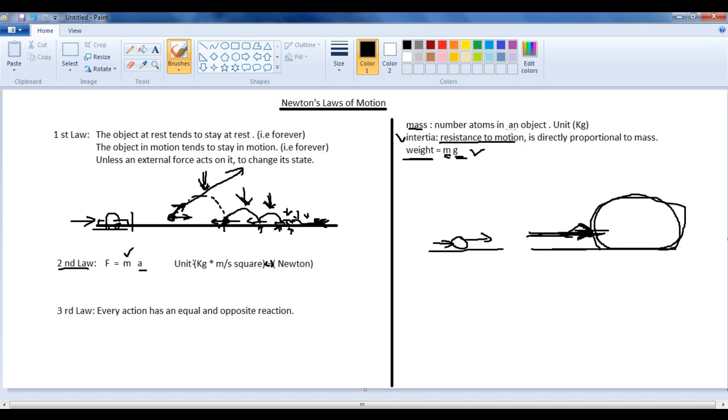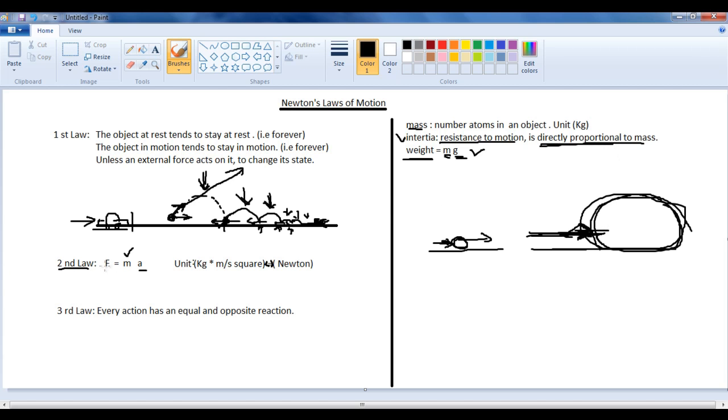Mass indicates the number of atoms in an object, whereas weight indicates the number of atoms in an object multiplied by the gravity. Whereas inertia indicates resistance to motion, and is directly proportional to the mass. Directly proportional to the mass means if mass is smaller, then it will have less inertia. That means you can very easily move it. Whereas if the mass is bigger, that means it is made of a lot of atoms, then it has more inertia. That means it is difficult to move this object, or any object which is made of more atoms. So, directly proportional. I hope you guys have understood the meaning of directly proportional to mass.